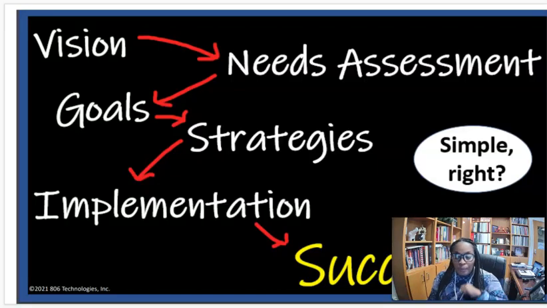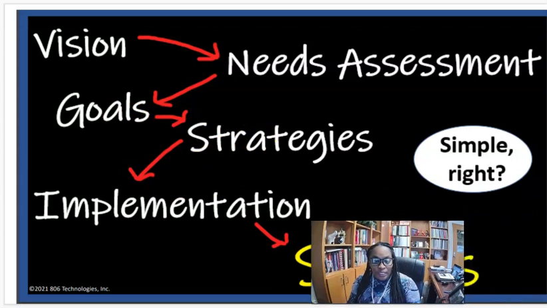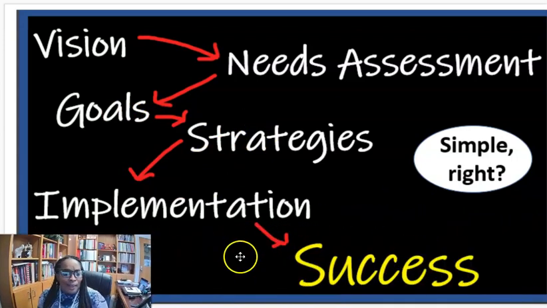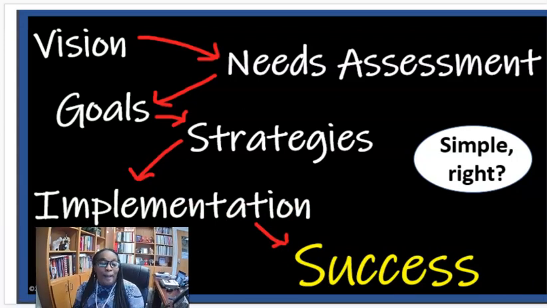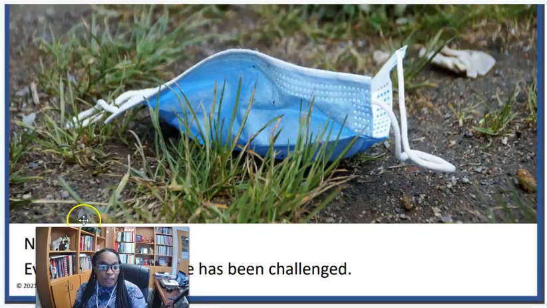Okay, so our vision then leads to our needs assessment. Our needs assessment then goes to our goals, and having those goals leads to strategies, and from our strategies, implementation, and then we have success. It's simple, right? But it actually must be a plan that is put in place.